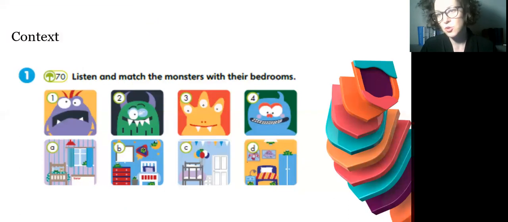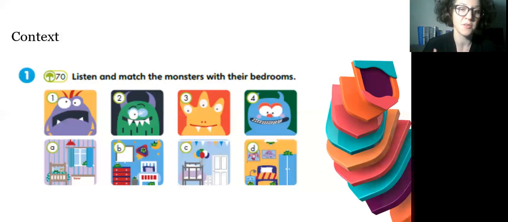It's also given in the context. For example, here it's given through monsters with their bedrooms, and through a listening task. And there is quite a complicated context if you think about it. But for students, it will be much easier to understand, so something is situated somewhere, so we use the construction there is, there are. And yeah, students first match monsters to their bedrooms.